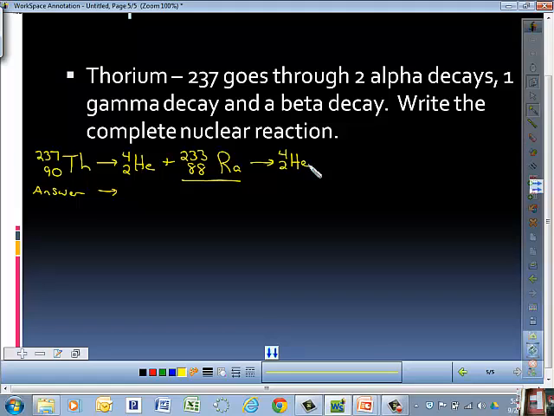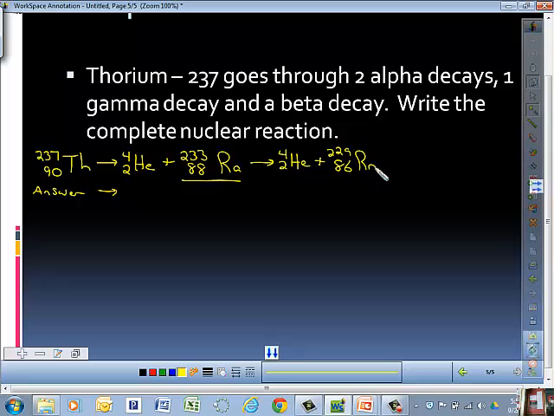Again, I told you it's just like a math problem. So 4 plus what gives me 233? Well, that's going to be 229. 2 plus what gives me 88? Well, that's going to be number 86. And again, when you look at the periodic table, number 86 is going to be Rn, or radon.